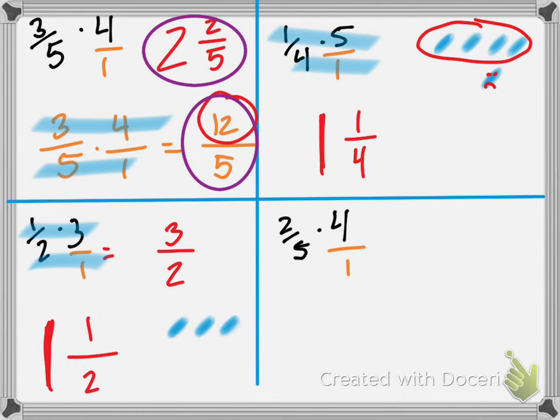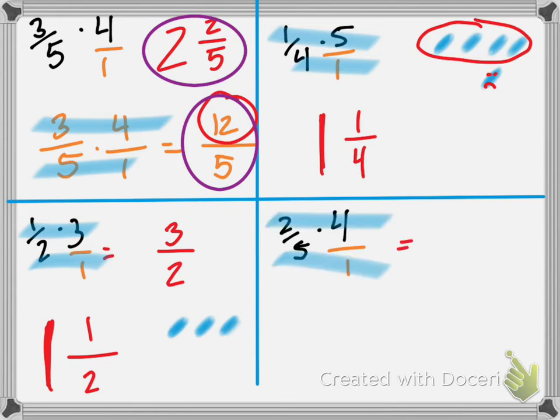Let's see. Marjorie, 2/5 and 4/1. Can we cross cancel anything there, Marjorie? No, because they're diagonal. We can't cross cancel because 2 and 1 are already simplified and 4 and 5 don't share a greatest common factor. So now we just cross multiply.